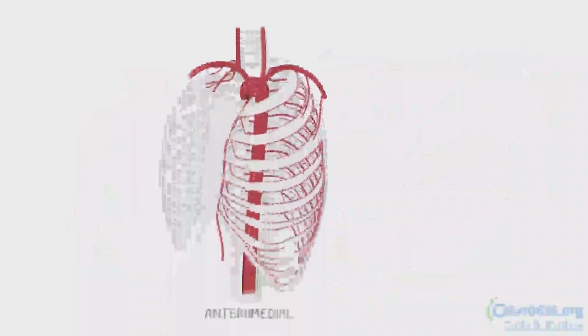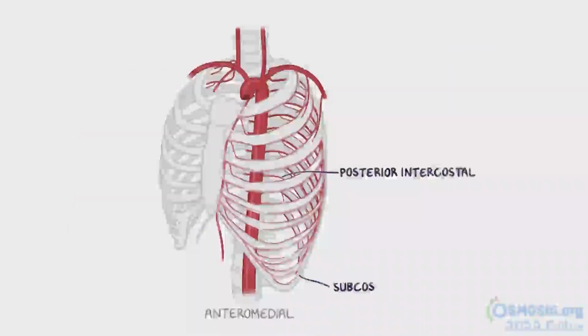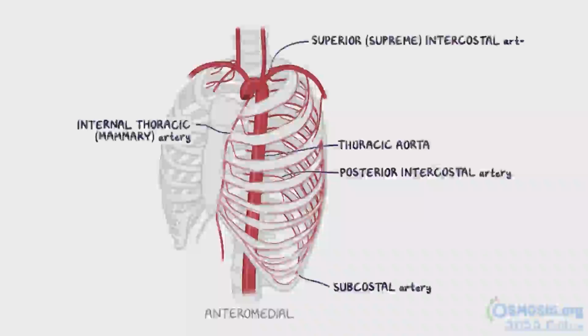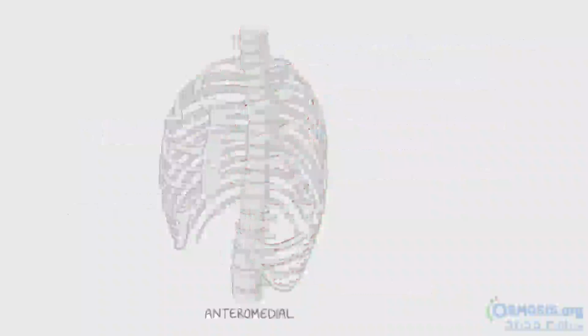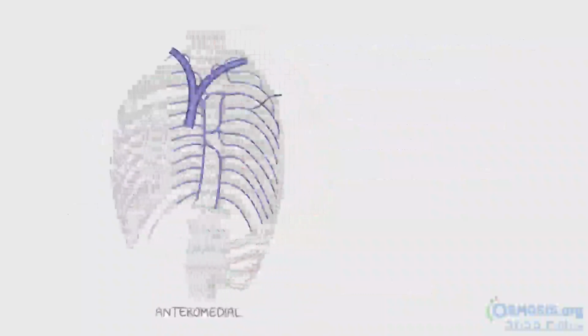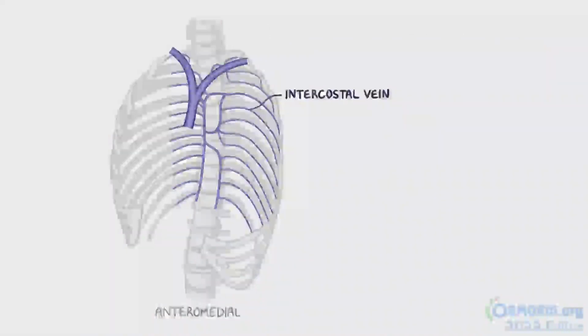The arterial supply to the thoracic wall comes from the posterior intercostal and subcostal arteries arising from the thoracic aorta, the internal thoracic and superior intercostal artery, and the superior and lateral thoracic arteries from the axillary artery. The veins of the thoracic wall are the intercostal veins that accompany the intercostal arteries and nerves, and they mostly drain into the azygos system.